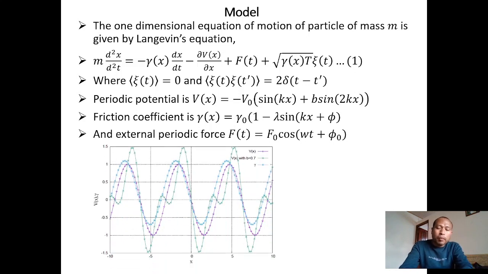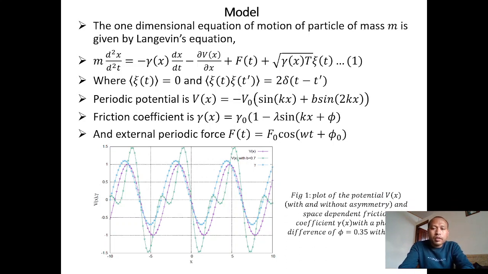This is the model that we have plotted. Here we have plotted the potential with the asymmetry as well as without asymmetry, as well as the friction coefficient, where the asymmetry we included is 0.7. So this is our model that we have plotted here. And of course the phase difference between the friction coefficient and the potential is 0.35.